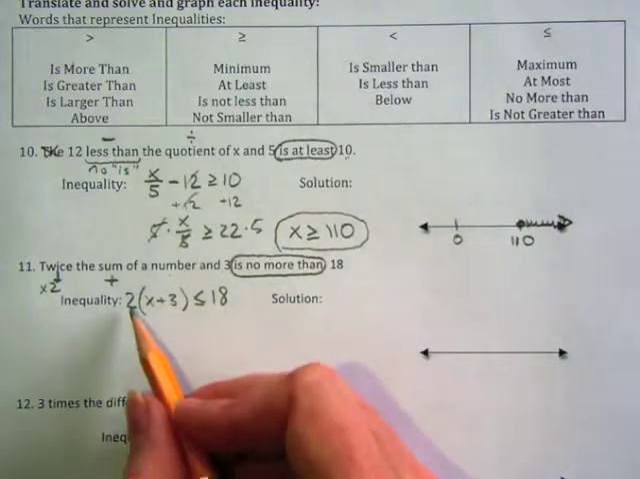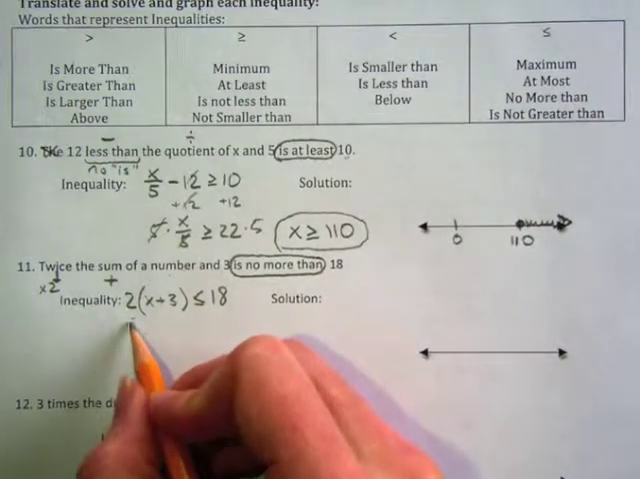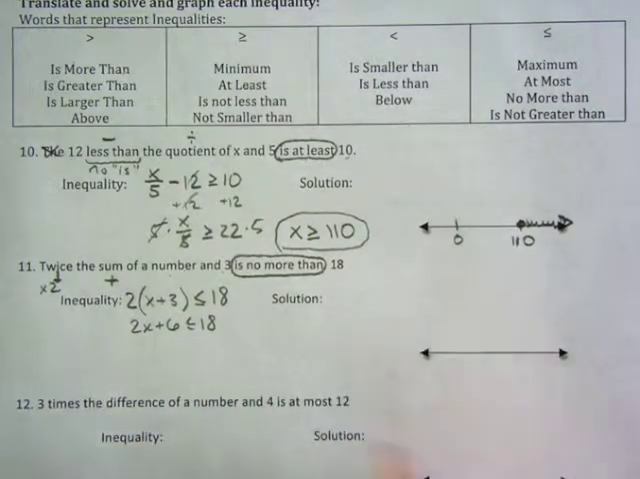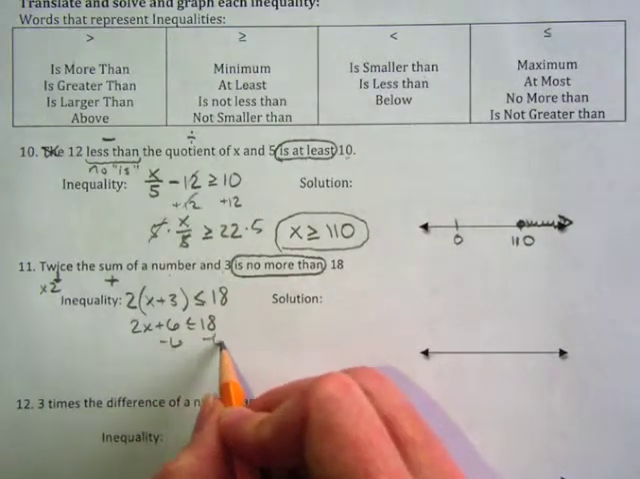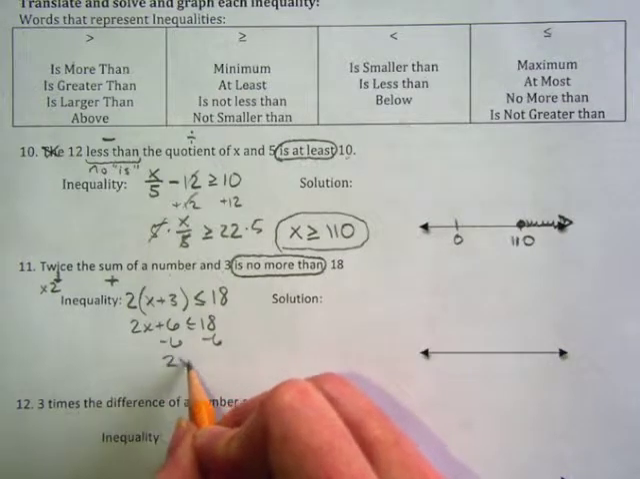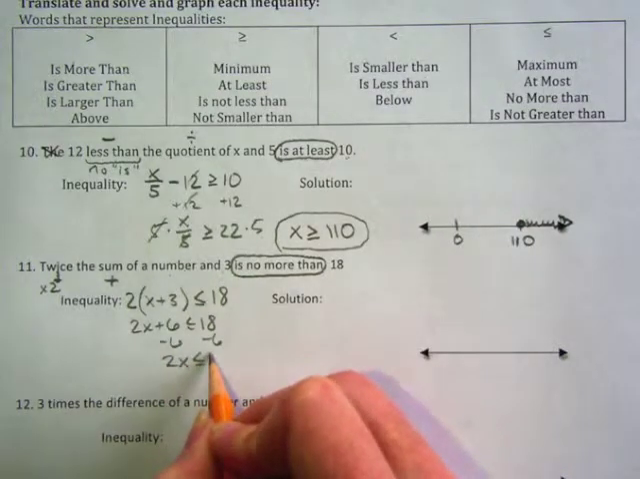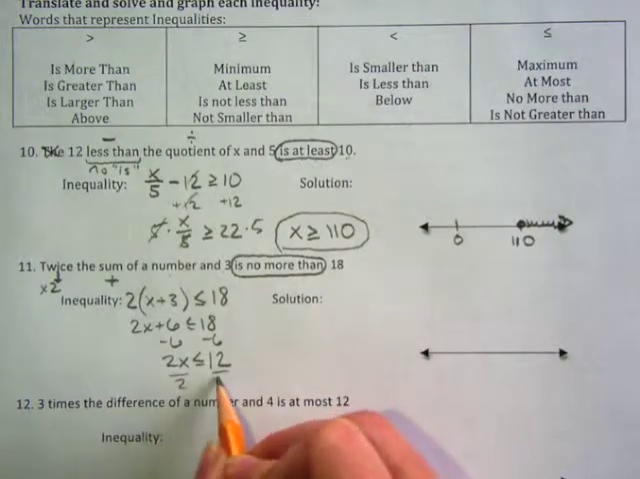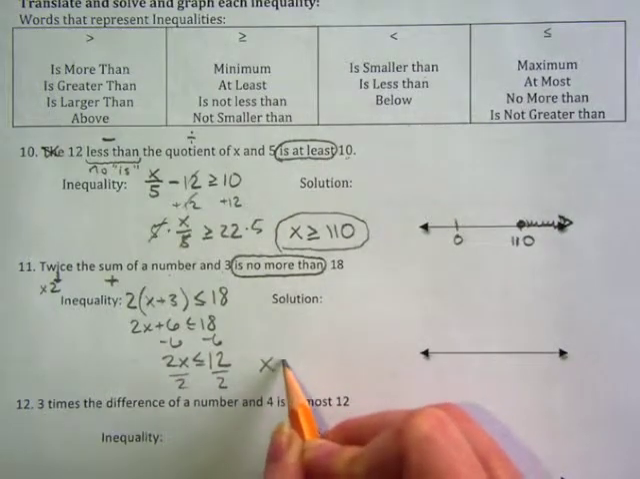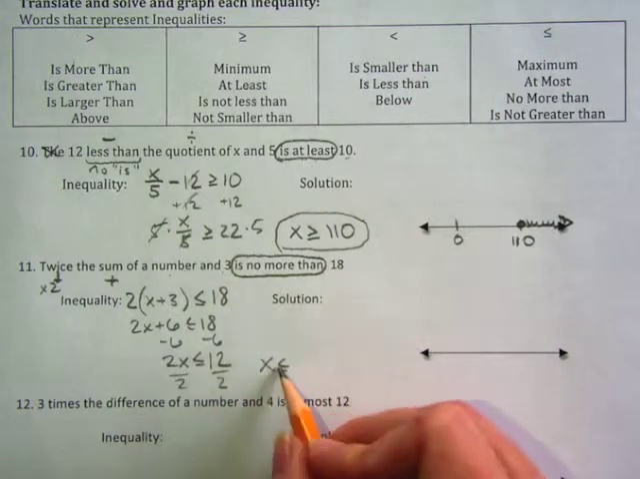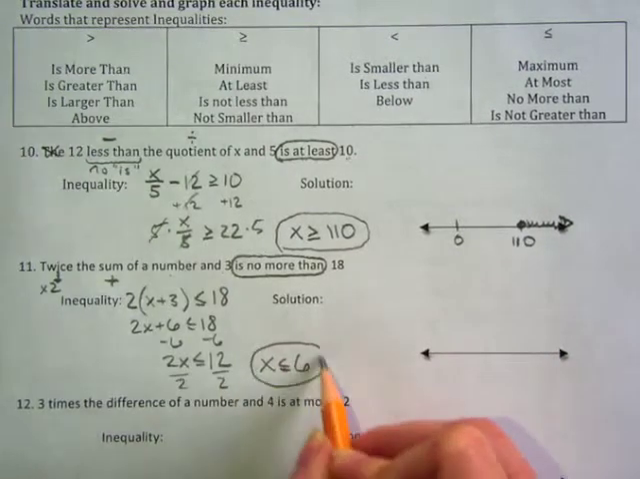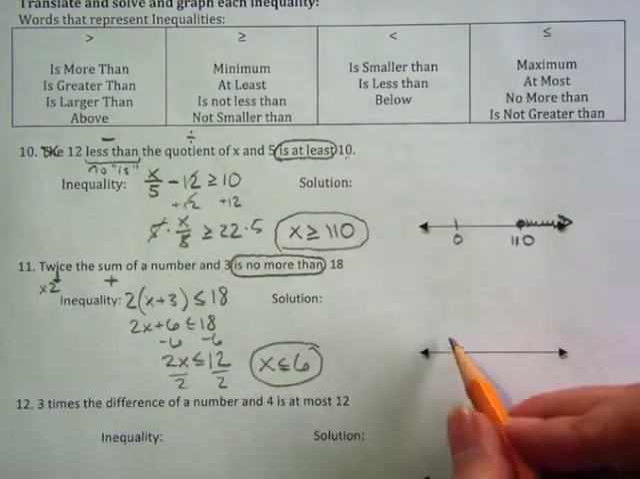Okay, we'll work through and solve this now. We're going to distribute, so 2x plus 6 is less than or equal to 18. We're going to subtract 6 from both sides. We're going to divide by 2. That allows us to have our x alone. Keep our symbol, don't change anything along the way. We get x is less than or equal to 6. Okay, again, that's our solution along with a graph if it's asked for.